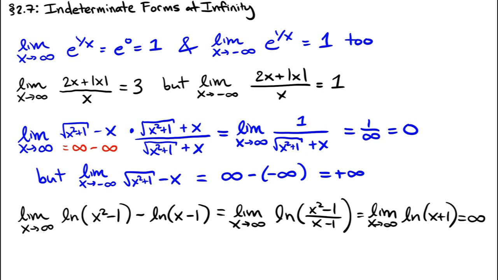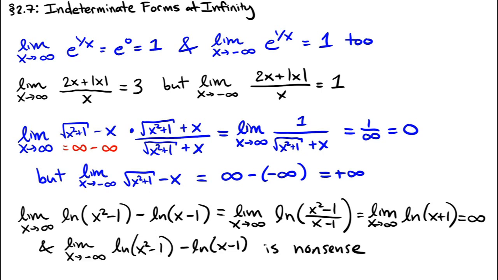On the other hand, when we consider the limit to minus infinity, it's not that we get a different number, we get nonsense. While the natural log of x squared plus 1 makes good sense, the natural log of x minus 1 is undefined, because x is a big negative number, so x minus 1 is also negative, and you can't take the natural log of a negative number.